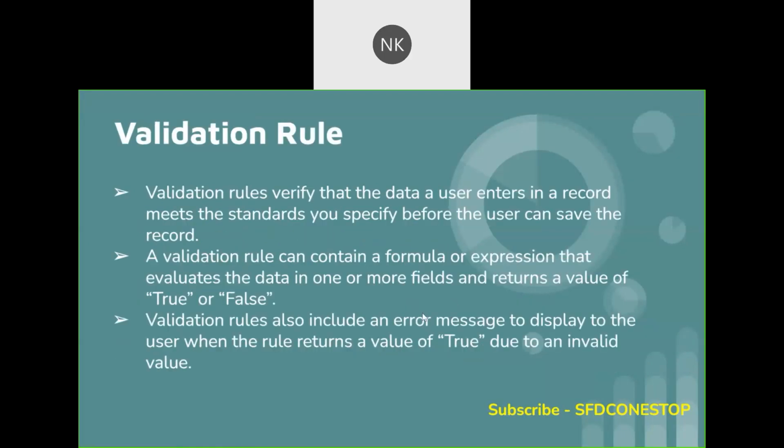Let's understand what is a validation rule. Validation rules verify that the data a user enters in a record meets the standard you specify before the user can save the record. Let's understand this validation rule in detail by taking a use case. The use case is, as a service representative on a case record, whenever the escalated checkbox is enabled, the service rep should be able to update the case escalation reason so that the metrics can be captured, which will help the business to understand why a case is escalated.